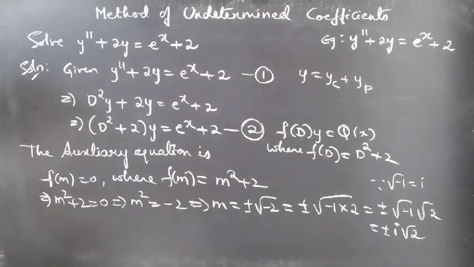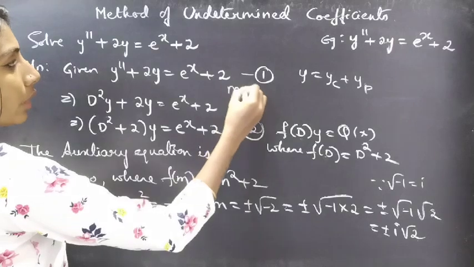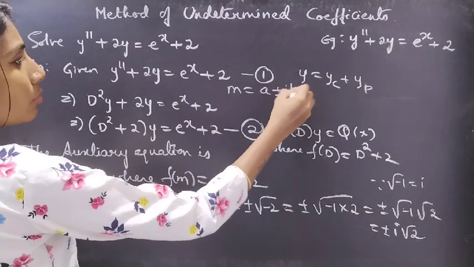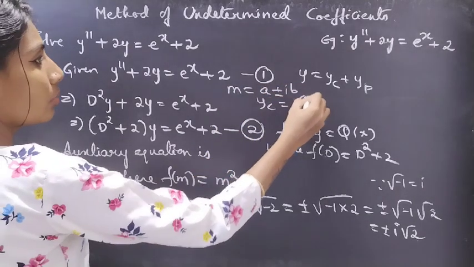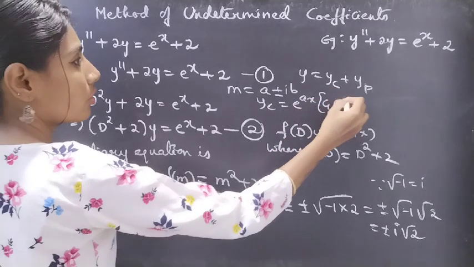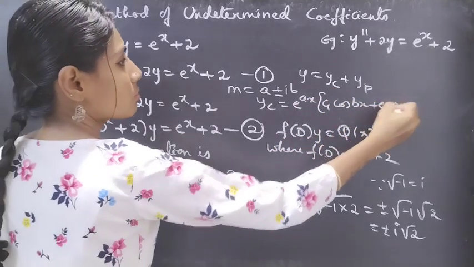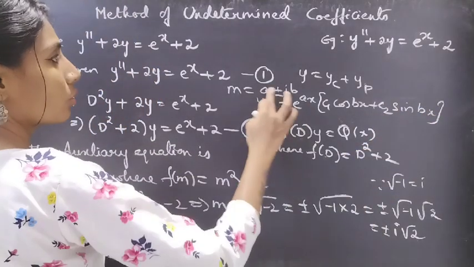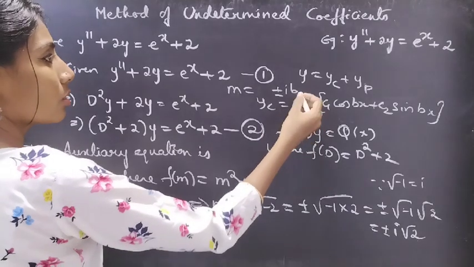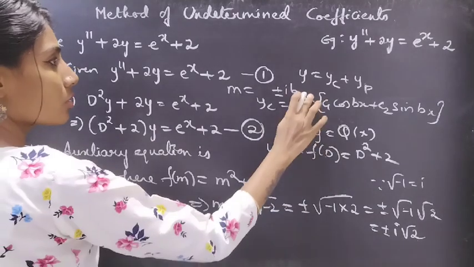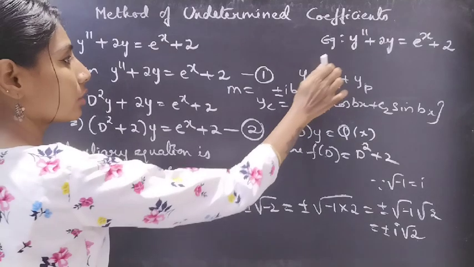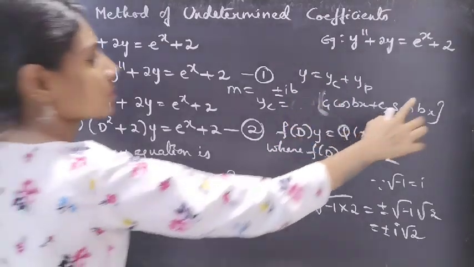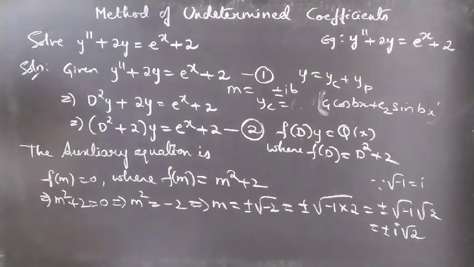We know that when m equal to a plus or minus ib, yc will be e power ax into some constant c1 cos bx plus c2 sin bx, right? In case of a equal to 0, you'll get e power 0x, which is e power 0. Since e power 0 is 1, you'll get 1 into c1 cos bx plus c2 sin bx, which is c1 cos bx plus c2 sin bx, right? Now using this, we'll write yc, that is the complementary function.